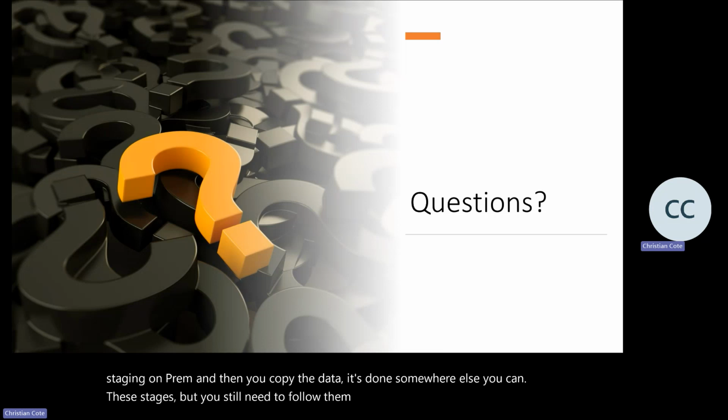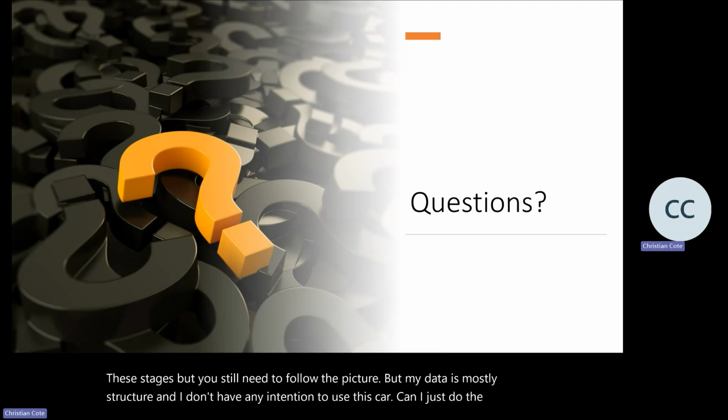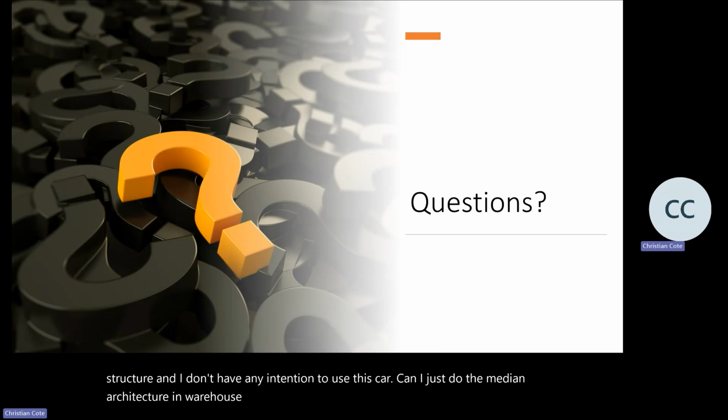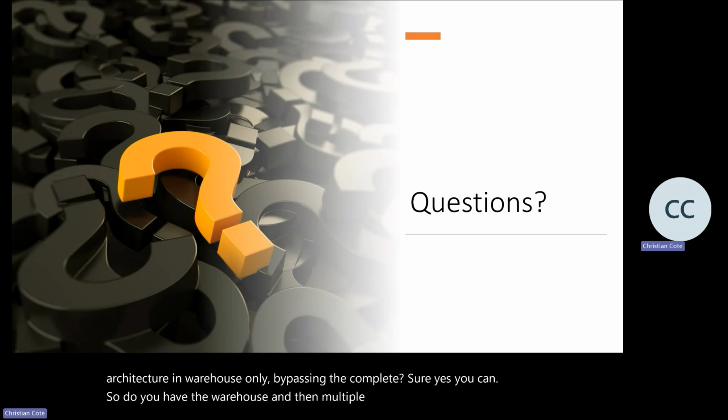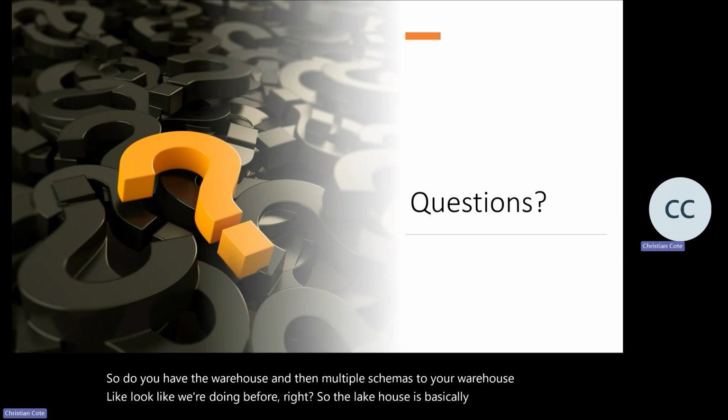But my data is mostly structured, and I don't have any intention to use Spark. Can I just do the Medallion architecture in the warehouse only, bypassing the Lakehouse completely? Sure, you can. You will not have lakehouses, you will have a warehouse and then multiple schemas in your warehouse, like we were doing before. So the Lakehouse is basically optional.